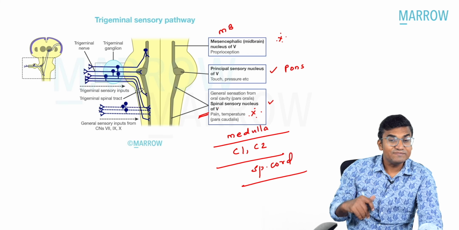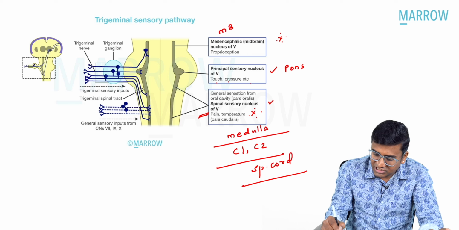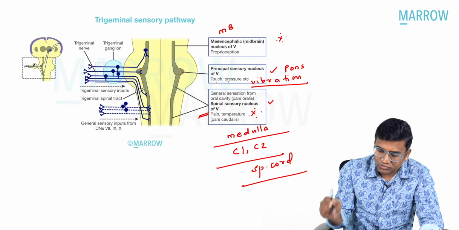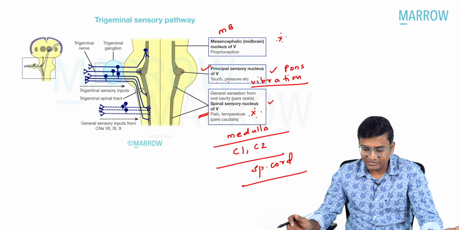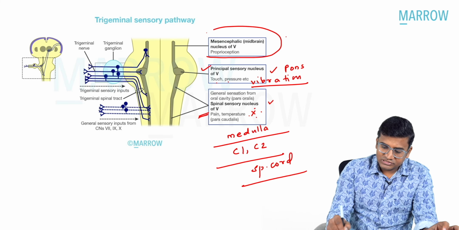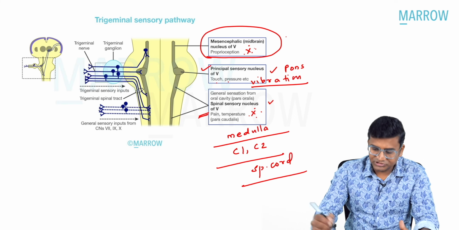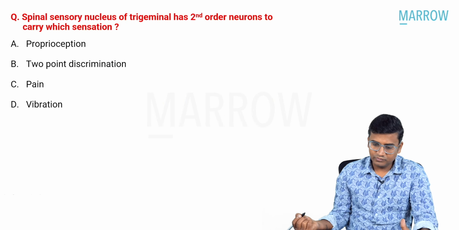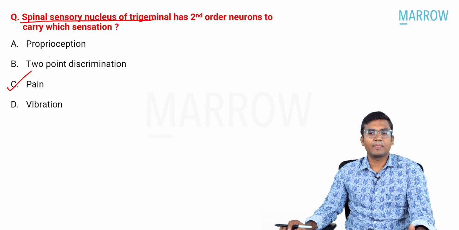Now, what about chief sensory nucleus of trigeminal? They carry pressure, touch, and vibration. So, pressure, touch, vibration are carried by chief sensory nucleus or principal nucleus of trigeminal. Mesencephalic nucleus of trigeminal is present in the midbrain, you know already, and they carry proprioception. Okay, all right. So, we know the answer: spinal nucleus of trigeminal carries pain and temperature.